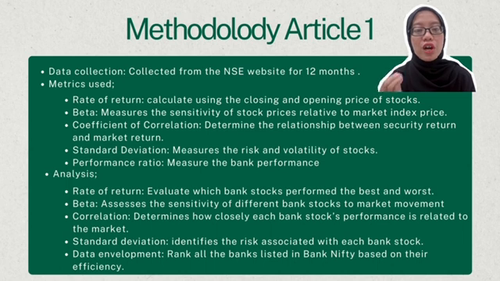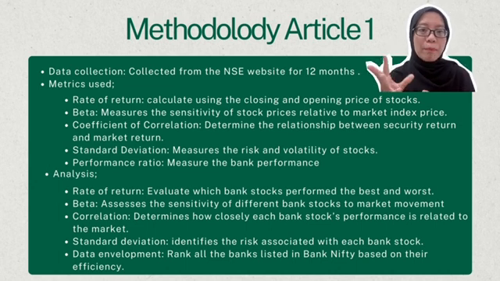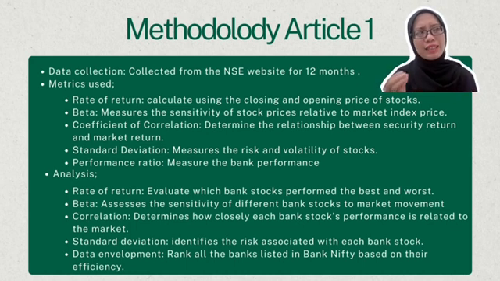Then we have the coefficient of correlation. It will determine the relationship between security return and the market return, where the correlation value obtained will determine how closely each bank stock's performance is related to the market. And then we have standard deviation. The standard deviation will measure the risk and volatility of stocks. So standard deviation will identify the risk associated with each bank stock. And then lastly, we have data envelopment analysis, where the performance ratio will be calculated in order to rank the banks.